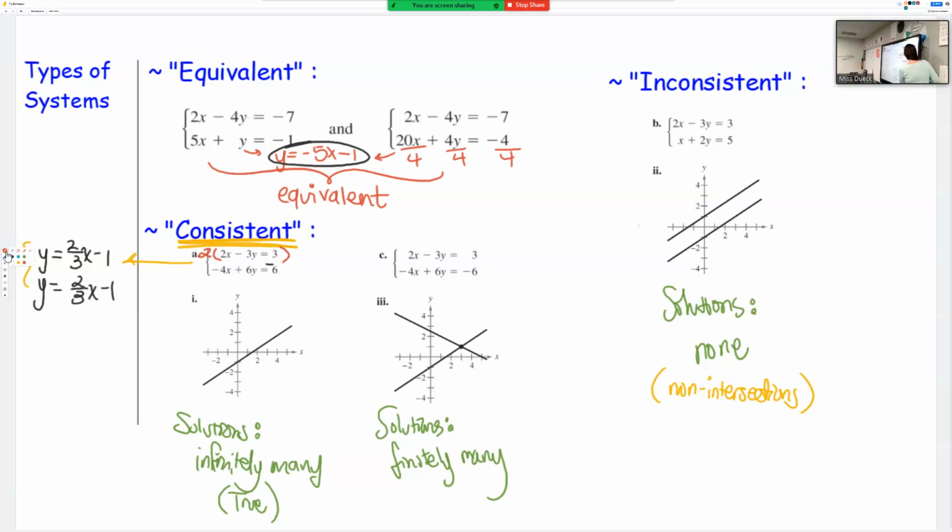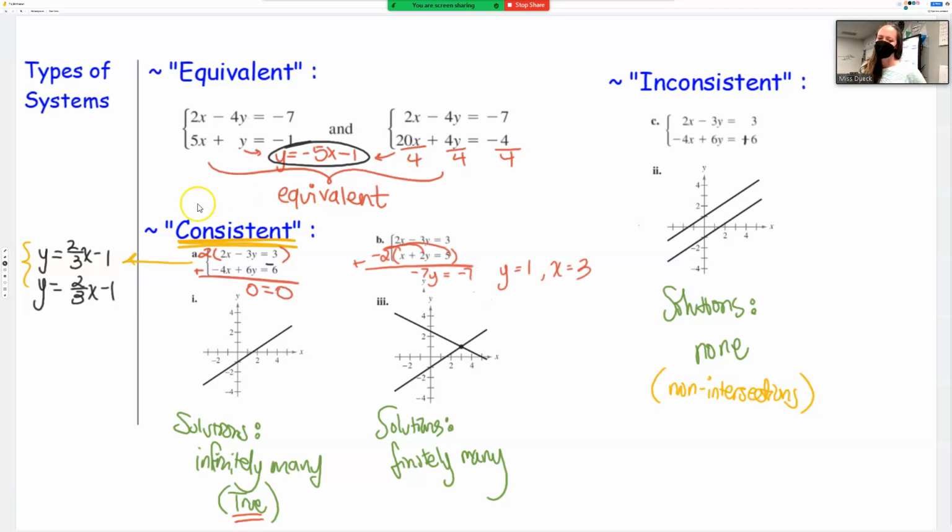I would double the 2x, canceling with the 4x. I would double the negative, that'd be negative 6y plus 6y. That's 0. And then 6 minus 6 is 0. Do you see my true statement? Yeah. So either I would have an actual intersection point, like this one would end in 3, 1.